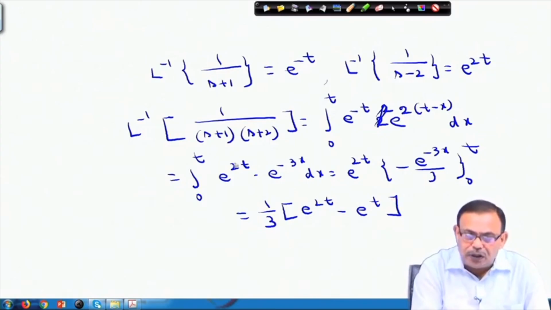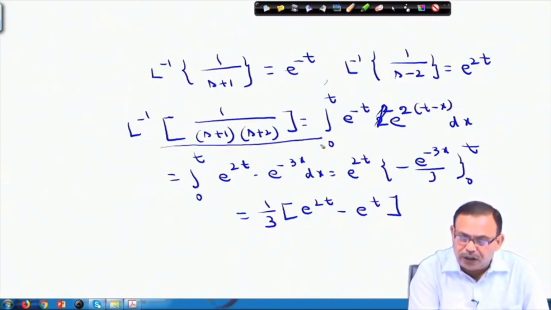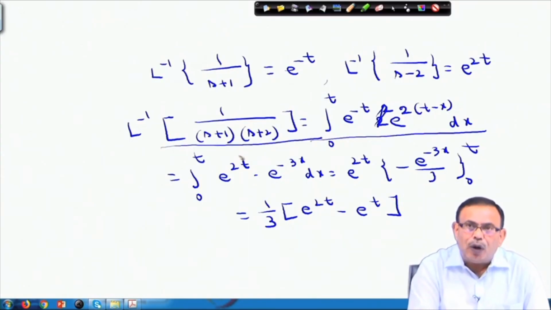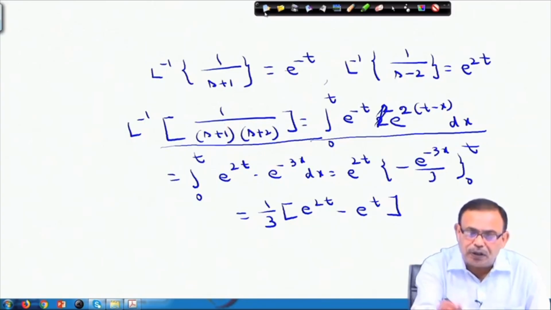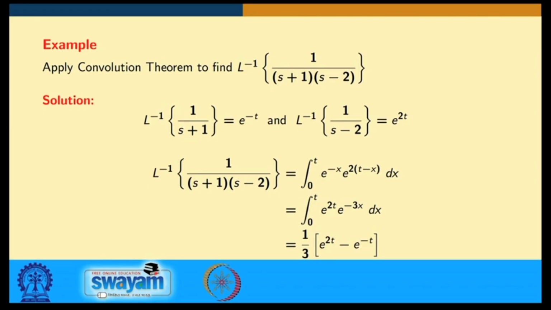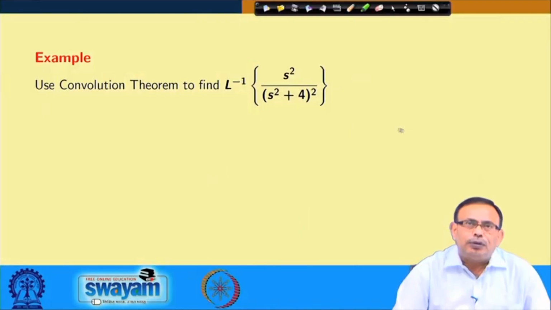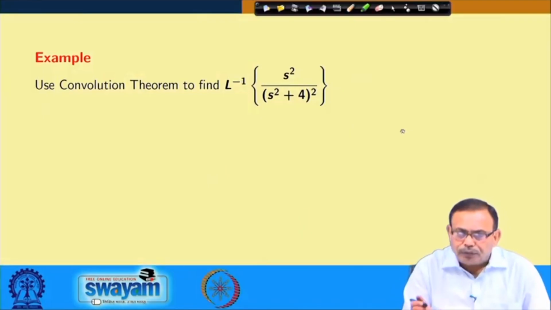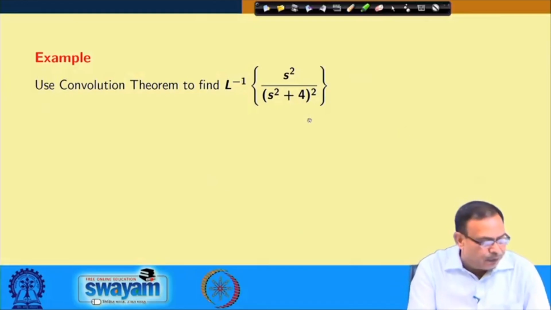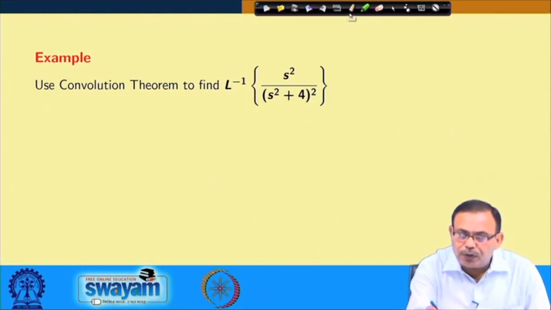So, using convolution very easily you are writing 1 by (s plus 1) into (s plus 2) as this integral from 0 to t, provided I know the Laplace inverse of 1 by s plus 1 and 1 by s plus 2 separately. Let us quickly see it, and let us see one more example, that is Laplace inverse of s square by (s square plus 4) whole square.